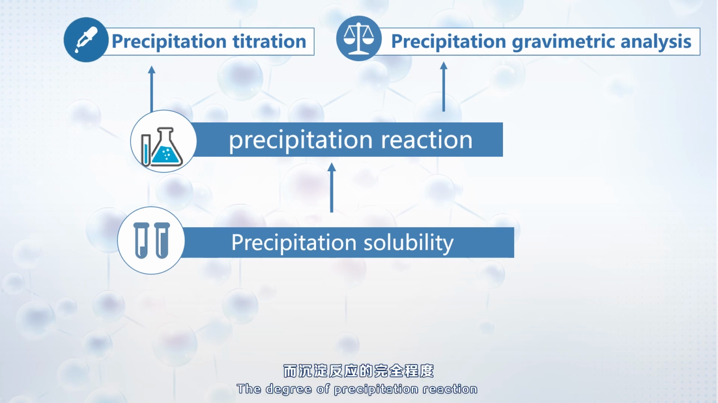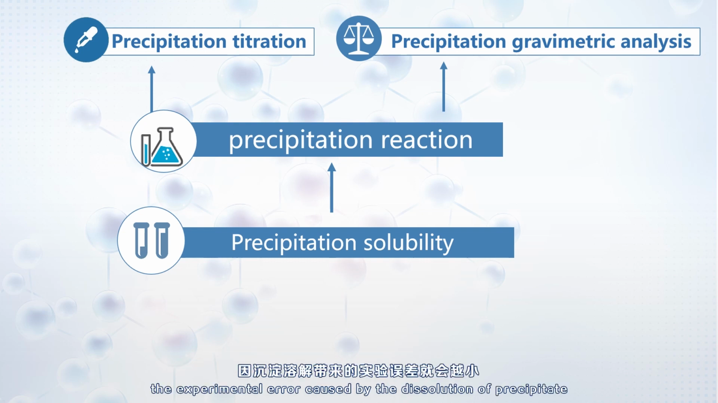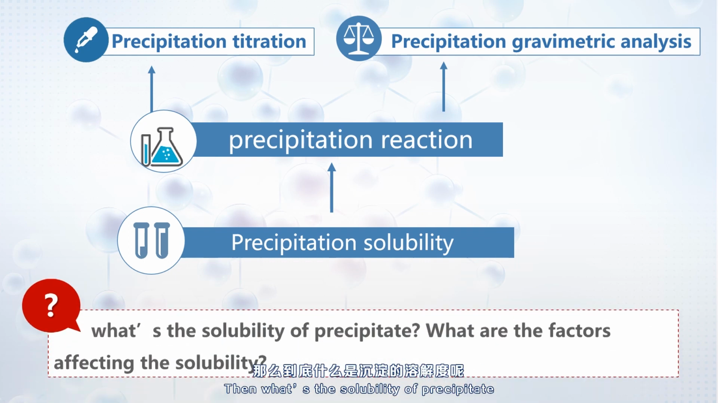The degree of precipitation reaction is usually determined by the solubility of precipitates. The smaller the solubility, the smaller the experimental error caused by the dissolution of the precipitate. Then, what's the solubility of precipitate? What are the factors affecting the solubility?